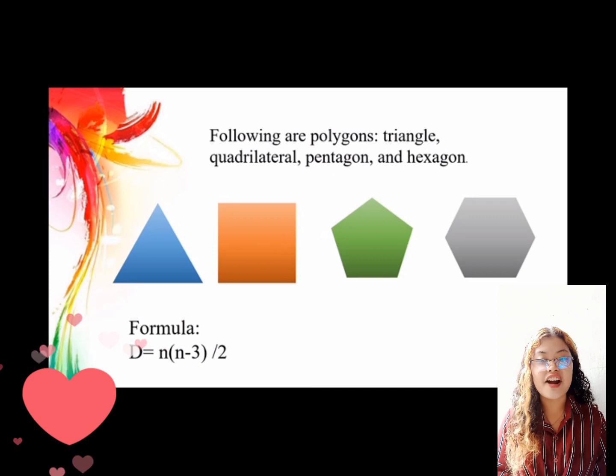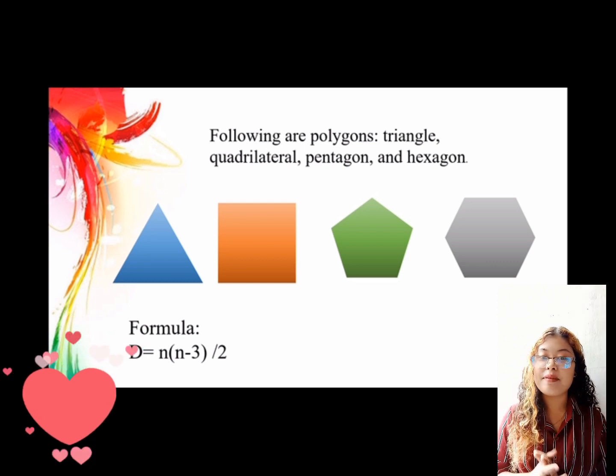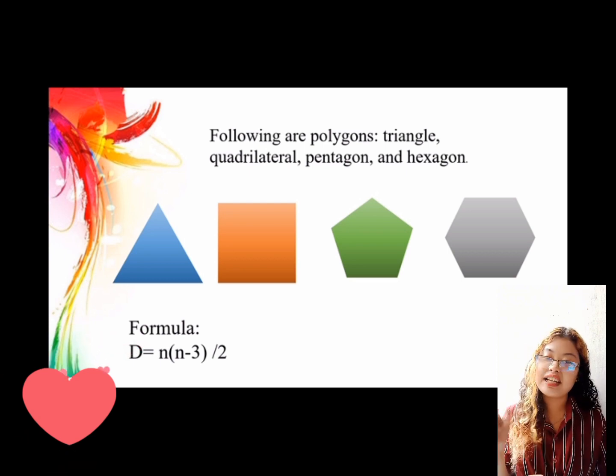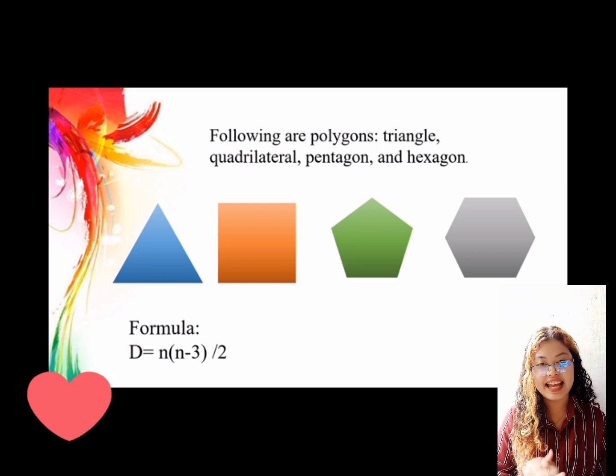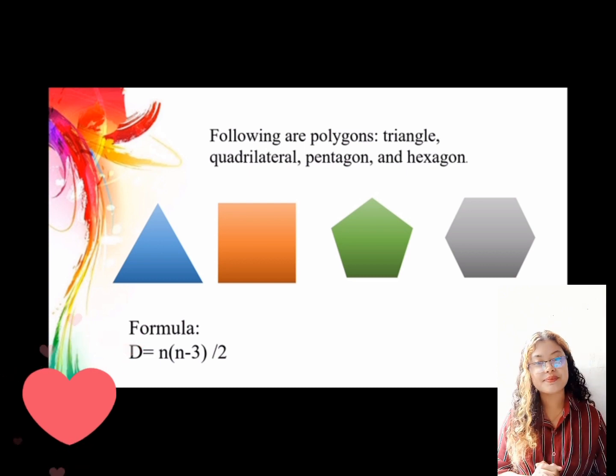But before we start our discussion, let's first have a game or an activity. As you can see above, the following are some examples of polygons. So we have a triangle, quadrilateral, pentagon, and hexagon. My first question is, how many diagonals do you think are found in a triangle? I'll give you 2 seconds to answer.